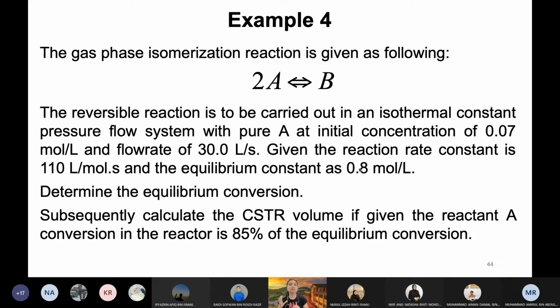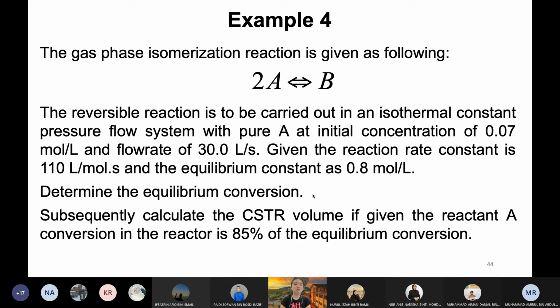So in the test next week it will be like this too: for every sentence you get, try to convert it into symbols first. So CA0 is 0.07, epsilon naught is 30 liter per second, K is 110, Kc is 0.8. You write down the information first in a systematic way. Next, they say determine the equilibrium conversion, so we find XE.